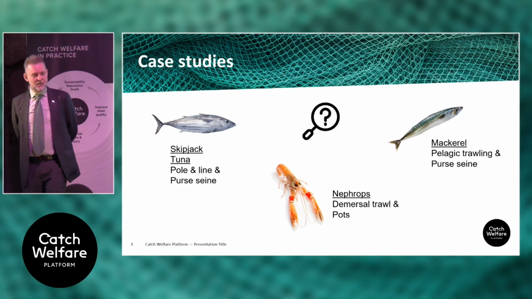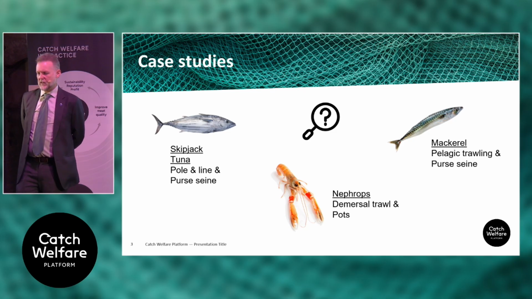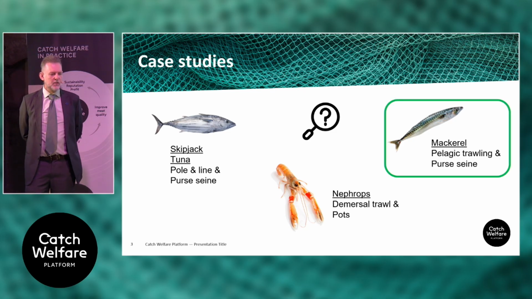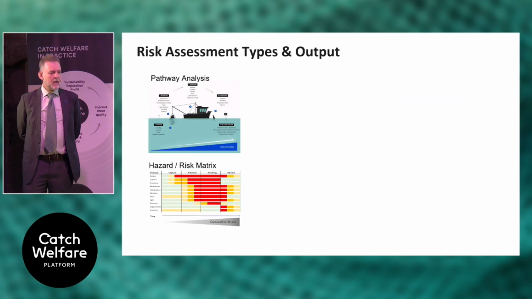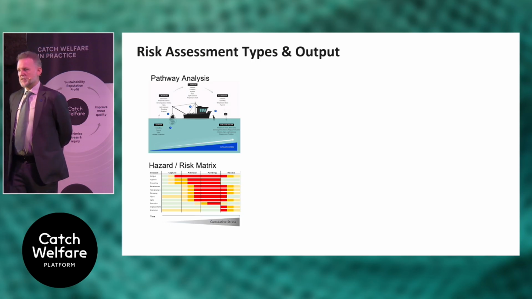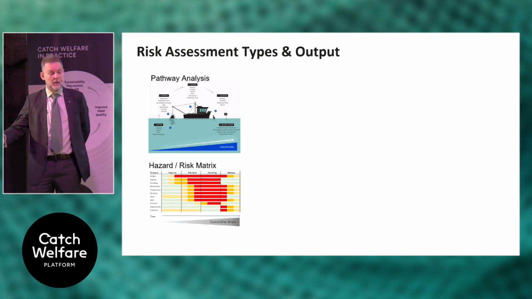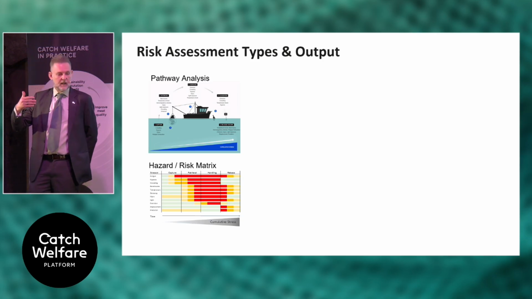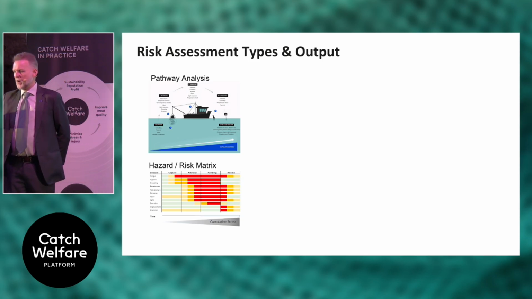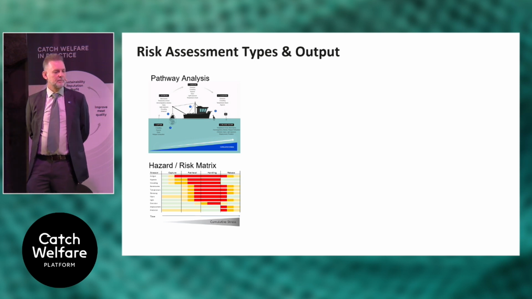We actually had 6 case studies. We had 3 case study species: skipjack tuna, nephrops, and mackerel, and we chose 2 different capture methods for each. Today, we're going to focus on mackerel, and particularly purse seining. So, we start with a pathway analysis. In that, we go through the different phases of the operation. We define what the different phases of the operation are, and then we define what the likely hazards are. And then we move on to a hazard risk matrix, where we start defining severity and likelihood, and I'll go into a lot more detail on that later on.